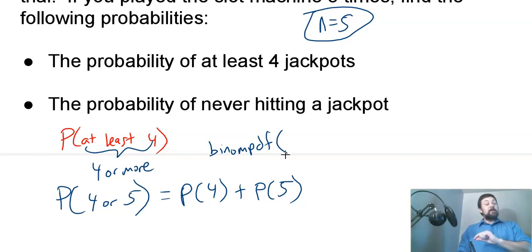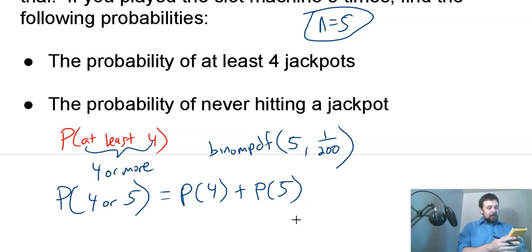But I'm not going to specify the number of successes. I'll just get the list. I'll scroll to the end of that list to get the probability of 4 and the probability of 5. It'll be the last 2 numbers on that list. So 5 trials, 1 out of 200 probability of success. And then I'm not going to type anything else in.